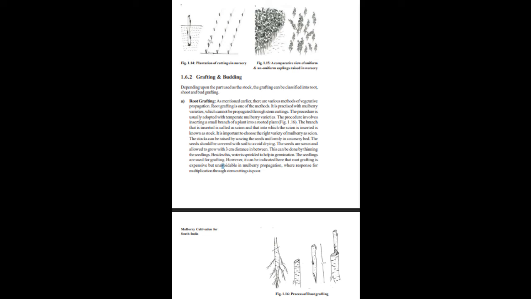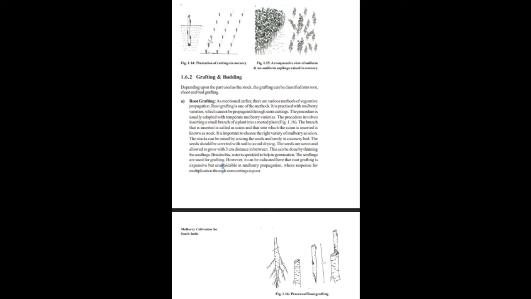The stalks can be raised by sowing the seeds uniformly in a nursery bed. The seeds should be covered with soil to avoid drying. The seeds are sown and allowed to grow with 3 centimeters distance in between. This can be done by thinning the seedlings. Besides this, water is sprinkled to help in germination. The seedlings are used for grafting. However, it can be indicated here that root grafting is expensive but unavoidable in mulberry propagation, where response for multiplication through stem cuttings is poor.